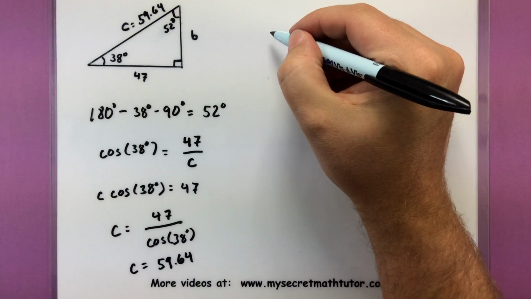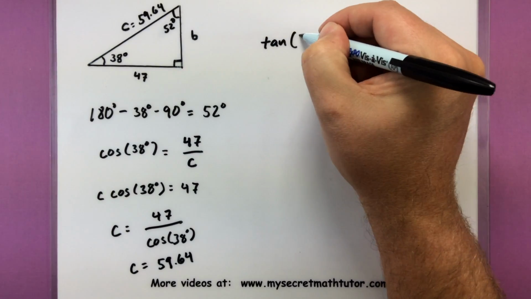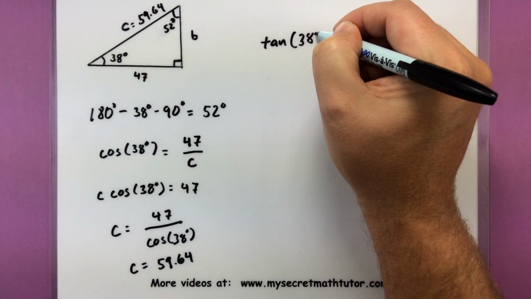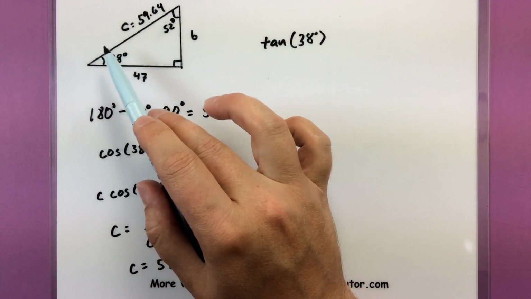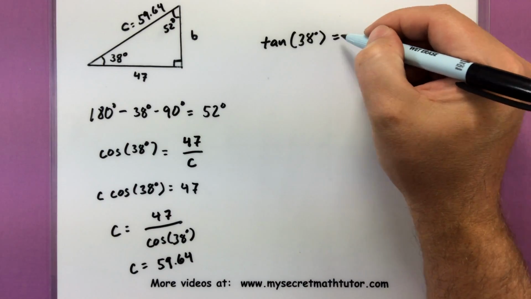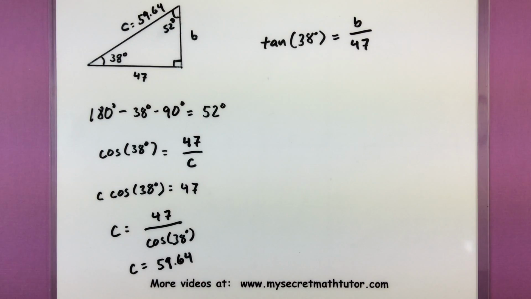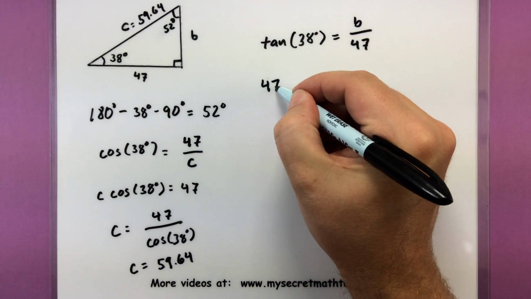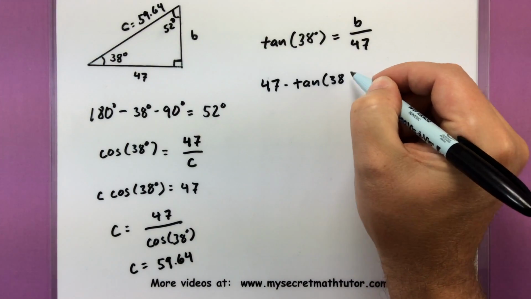I'm going to go ahead and use another trigonometric function just so we can see how that process will play out again. So now I'm going to deal with tangent of 38 degrees. So I'm still using the same angle here. Tangent is the opposite side over the adjacent side. So now I can end up solving this for b, which is simply 47 multiplied by tangent of 38 degrees.